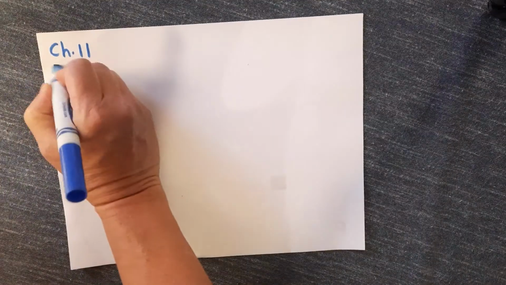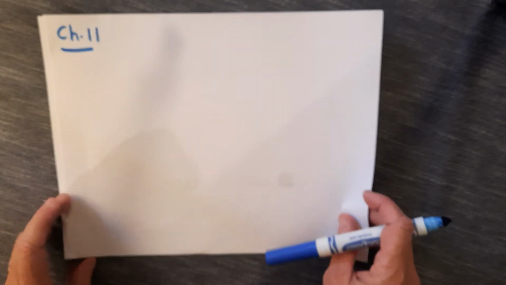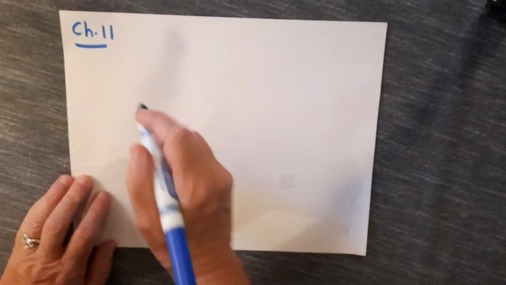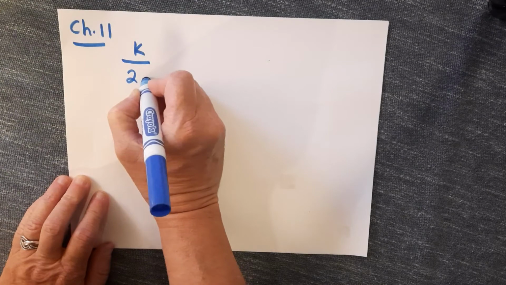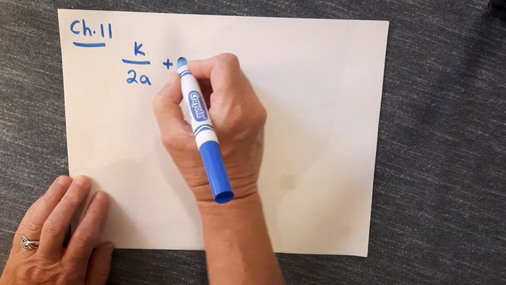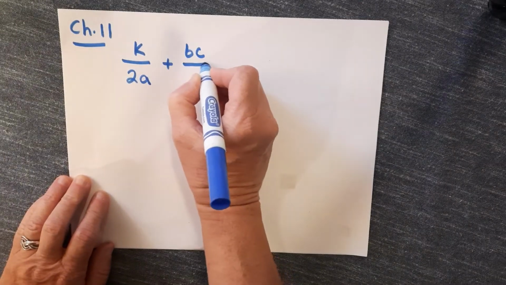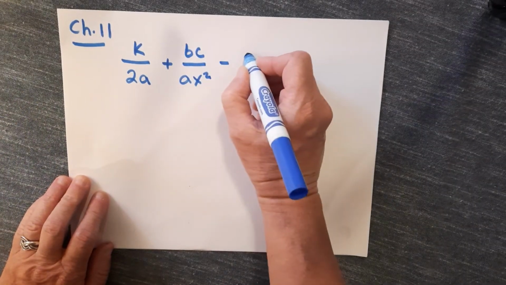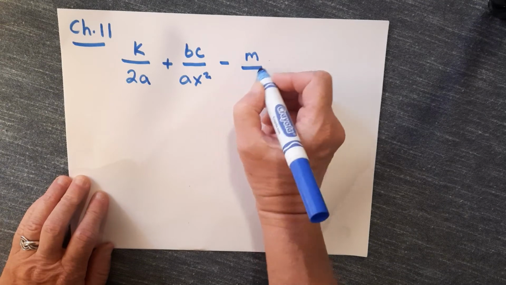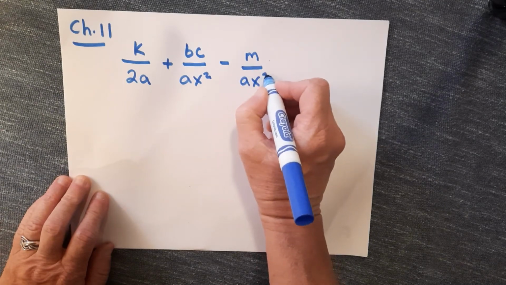Chapter 11 talks about adding fractions. And we're going to add fractions that have variables in the denominator. So let's do this one first. We have 3 fractions. We're going to add k over 2a plus bc over ax squared minus m over ax cubed.